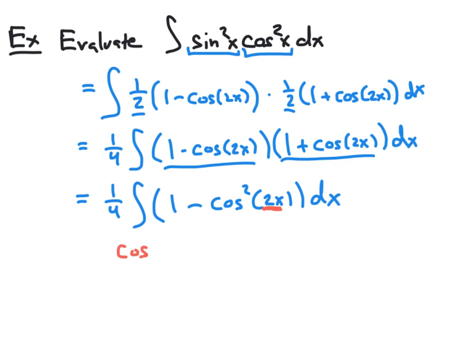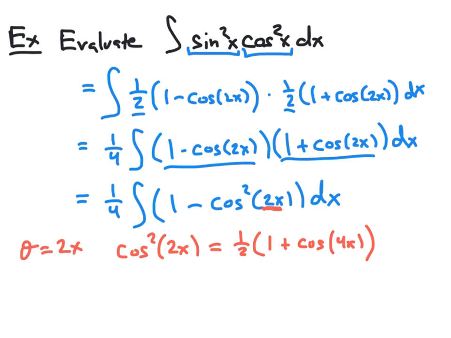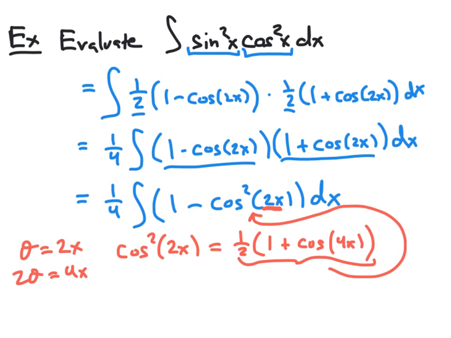And so using that half-angle identity, we see that the cosine squared of 2x is going to be 1/2 times 1 plus cosine of 2 times that angle, and so 2 times 2x will be 4x. And so this is just the half-angle identity for cosine squared that we previously mentioned, with theta equaling 2x. And since theta is equal to 2x, 2 times theta is going to be 4x. And so we're going to substitute this expression into our integral for cosine squared of 2x, and then evaluate that resulting integral.